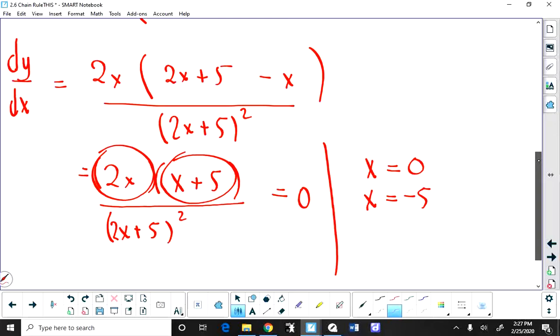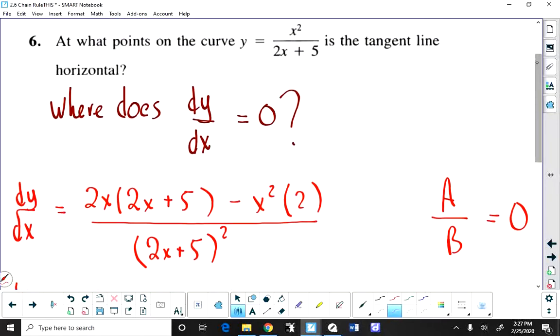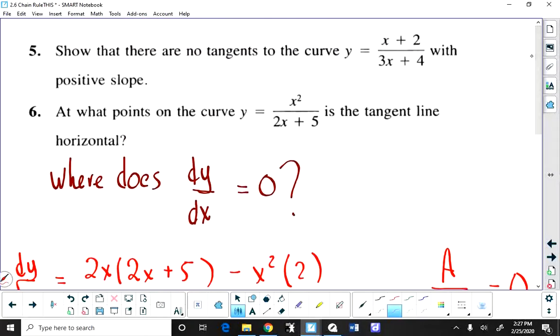I suppose since it said at what points means we want a y coordinate. So one of the points, I'll call it P1, is at 0, comma. I need to put 0 into the original expression. And coincidentally enough, I will get 0. Because I'll have 0 squared on the top. And I need to put -5 into the original expression. And I believe we'll get -5, I think, for a y coordinate. We will.